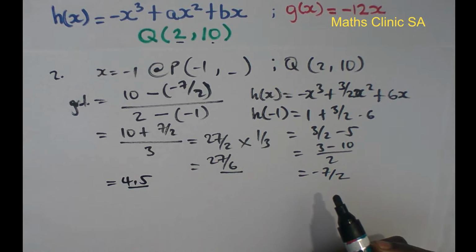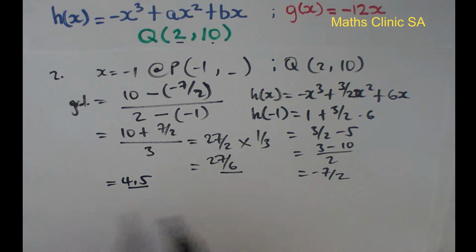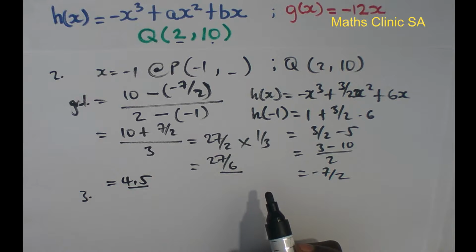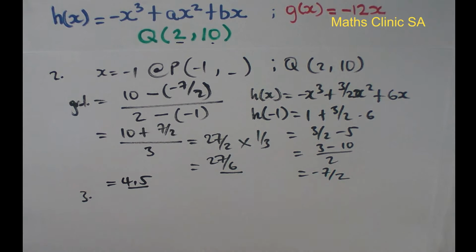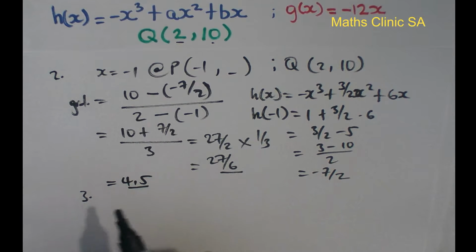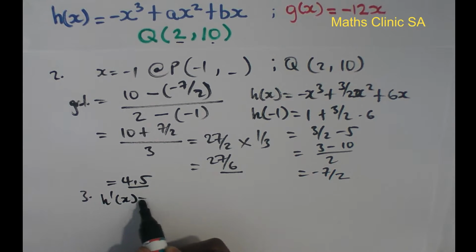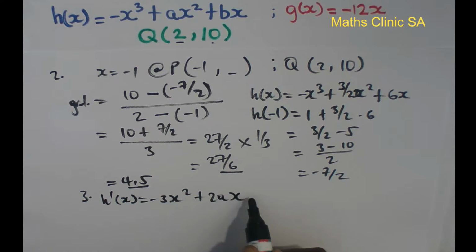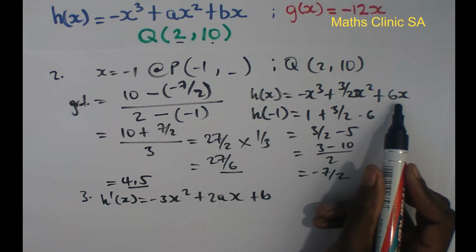4.5 is the average gradient. And then question number 3, let's show that the concavity of h changes at x equals a half. So to determine the concavity, what do we look for? The point of inflection. How do we find the point of inflection? We take the second derivative of our function. So the first derivative is 1 minus 3x squared plus 2ax plus b, and that's why we included a and b, because here is our function.